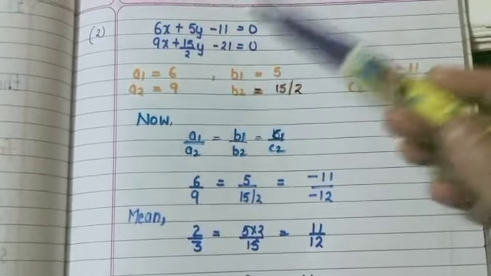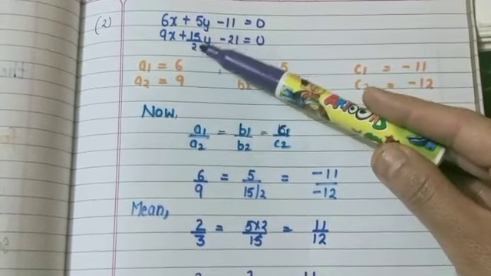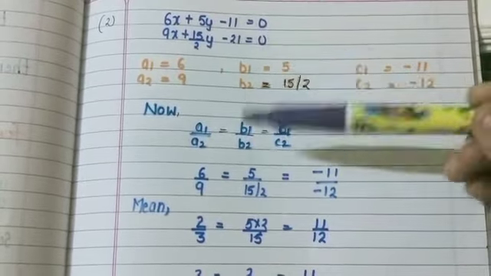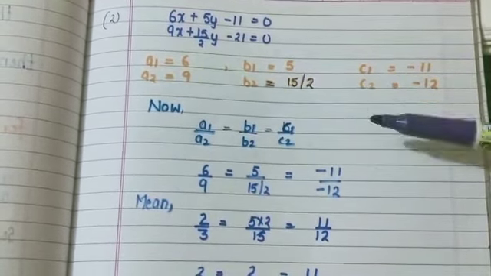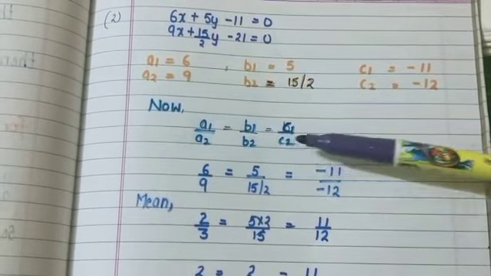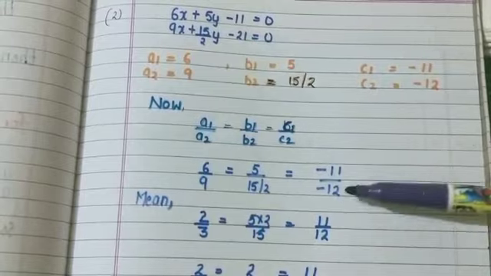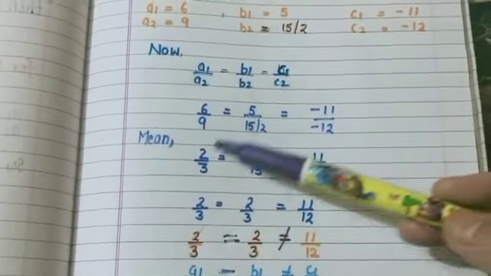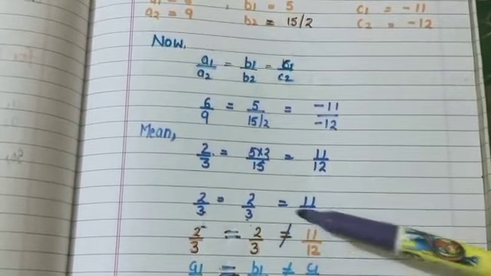Now we have one more example: 6x plus 5y equals 15 over 2, and 9x plus 2y equals minus 11... First we need to consider a1, a2, b1, b2, c1, c2. By putting in the values, we get 6 over 9, 5 over 15 over 2, minus 11 over 12. On solving that, we get 2 over 3, 2 over 3, 11 over 2. Now we see the first two are equal, but the third is unequal.